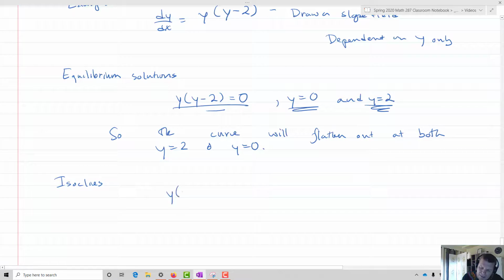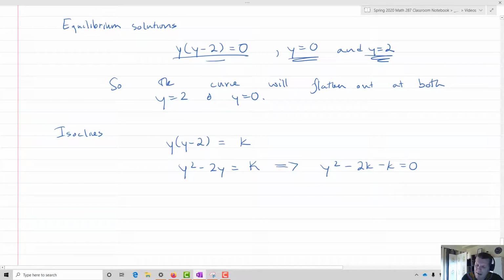So for the isoclines, we're going to get y times y minus 2 equal to k, some k value. Now if I look at this, this is going to be y squared minus 2y equals k. And so that's going to give me y squared minus 2y minus k equals 0. What I want to notice about this is that I can actually use the quadratic formula in order to figure out what y is going to equal.